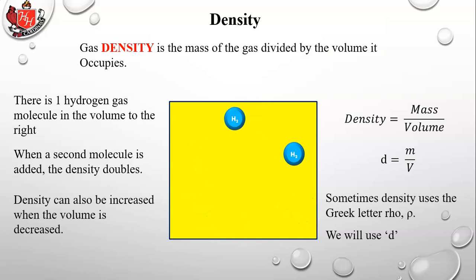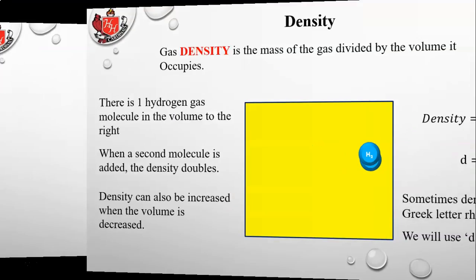And the density can also be increased when the volume is decreased. So you could have squeezed those down. You could have had a single molecule of hydrogen and then squeezed the volume down, made it smaller area. That would have increased the density as well. So density is mass over volume, abbreviated small d equals m over v. Sometimes density uses the Greek letter rho to designate it, but we're going to use small d.